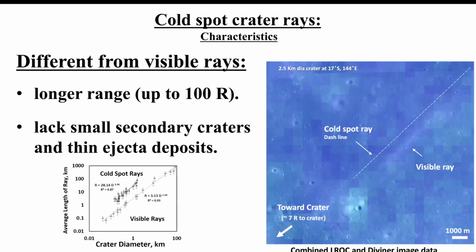How are the cold spot rays different from visible rays? Well, they're hugely longer, up to 100 crater radii. We see in this figure quite a distance. I have another figure too that shows a visible light crater ray and a cold spot ray. And then this plot here is comparing the crater diameter to the length of the ray, and we're seeing generally the bulk trend is that cold spot rays are longer.